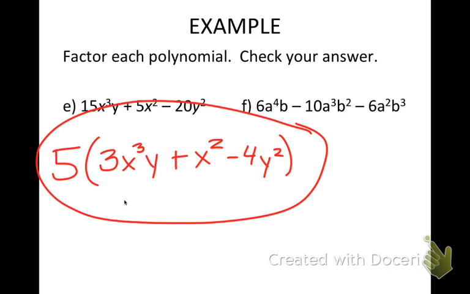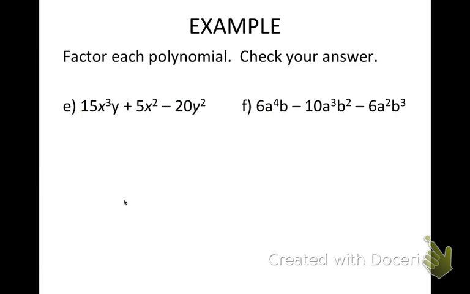Wait, how is there nothing next to the 5 again? Because they don't all have x. Because this has an x to the third, so this has 3 x's and 1 y. Right, this has 2 x's, this has 2 y's. So I can't get a pairing of x in all of them. I can't get a pairing of y out of all of them. Are you good, Aiden?